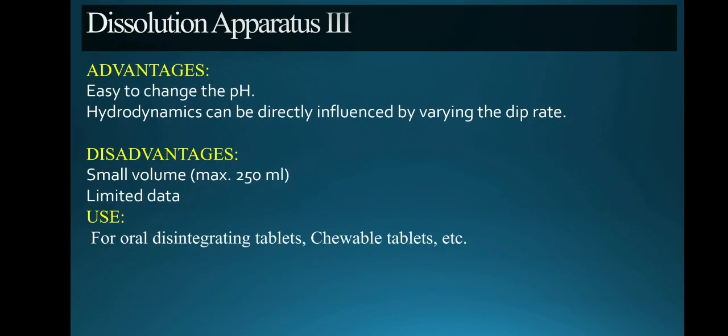The advantages include pH change is easily done and hydrodynamics can easily be influenced by varying the dip rate, as this was the disadvantage observed in the previous apparatus, which is dissolution apparatus 2. Here it becomes the advantage. So disadvantages of this apparatus include that it has a small volume and it has limited data available. Its use is for oral disintegrating tablets and chewable tablets.